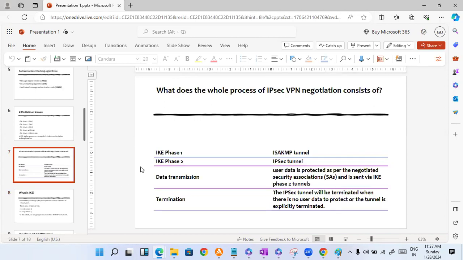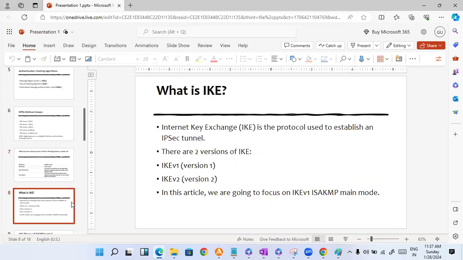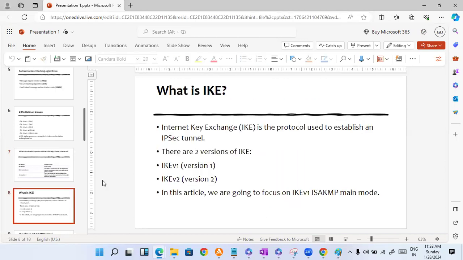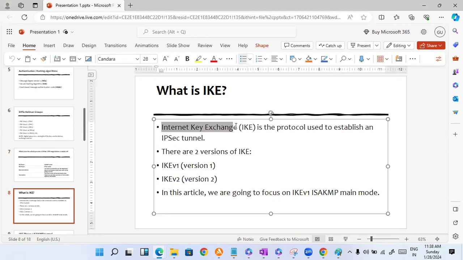So as you know, phase one and phase two. You have words like IKE phase one, IKE phase two. What is the significance of it? This is basically the key exchange protocol, used to establish the IPsec tunnels. There are two different versions. IKE is a kind of key exchange, and ISAKMP is involved in the process. ISAKMP is one of the parts of the IKE process.